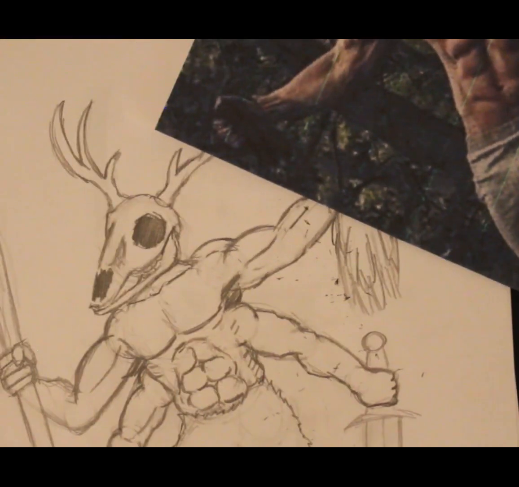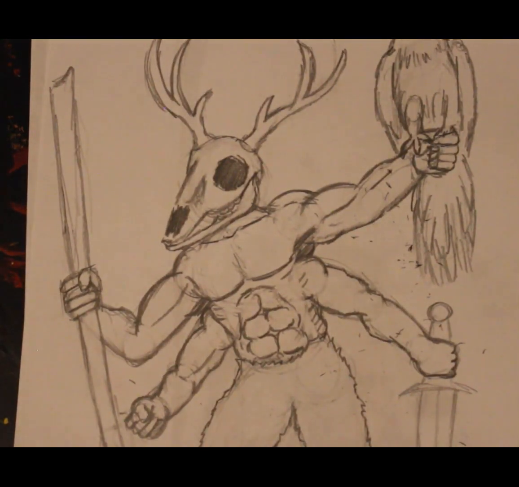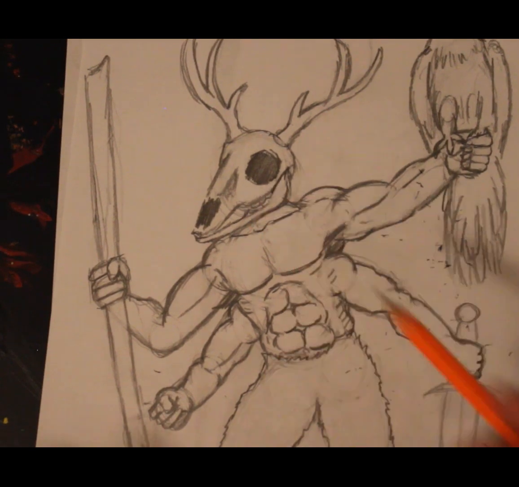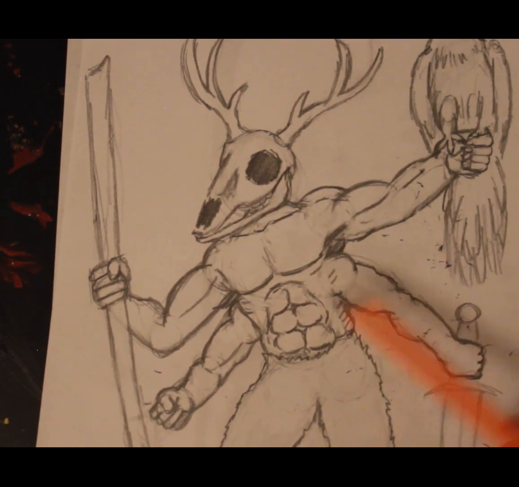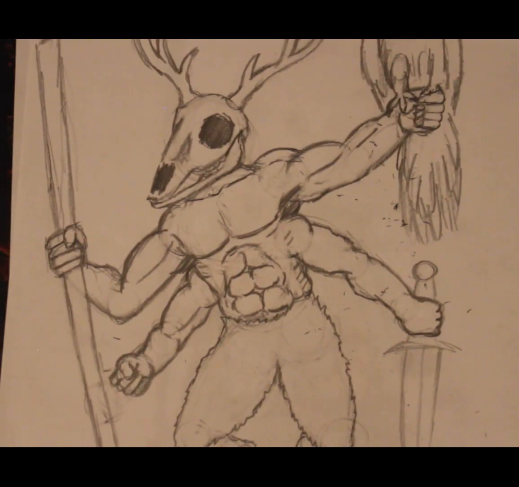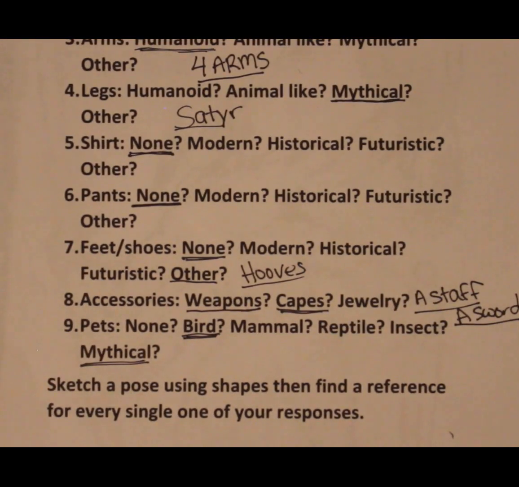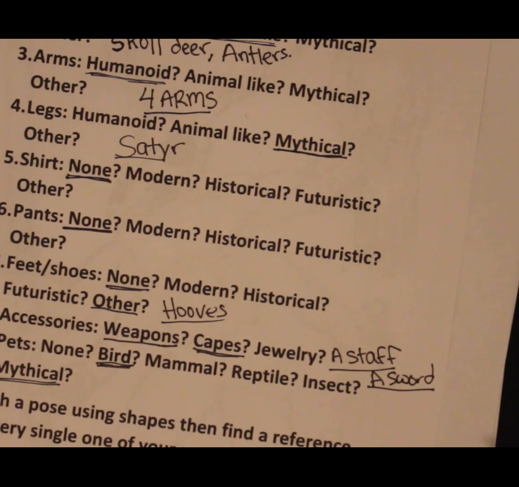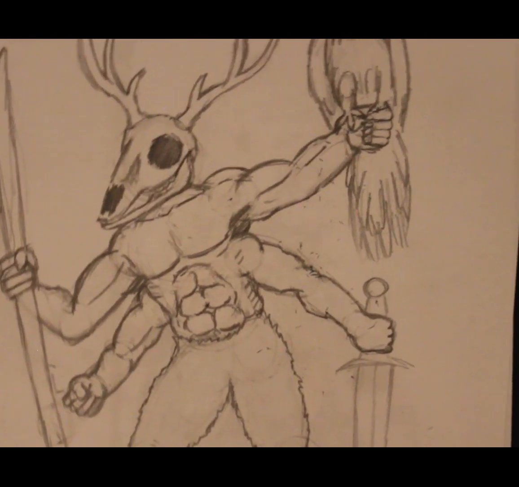So we have the head, we have the body, we have the arms, we have the staff, we have the bird. What's next? Pants, we took care of that. Feet, we took care of that. We have hooves, accessories, weapons. We have a cape, we have a staff, and we have a sword.